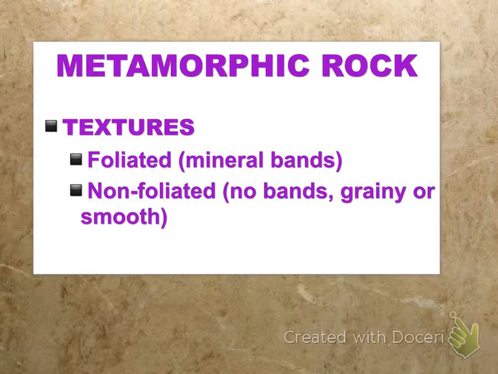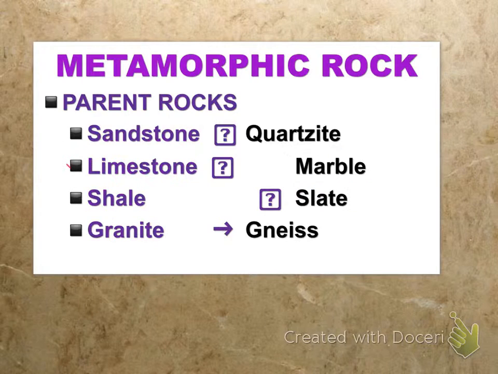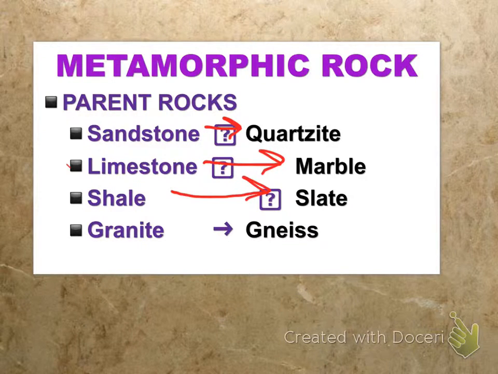So to recap, we have two textures for metamorphic rocks. We have foliated, which would be mineral bands or layers, or non-foliated, which has no bands and it's going to be grainy or smooth. So remember that metamorphic rocks come from a parent rock. So sandstone would turn into quartzite, limestone turns into marble, shale will turn into slate, and granite turns into gneiss.